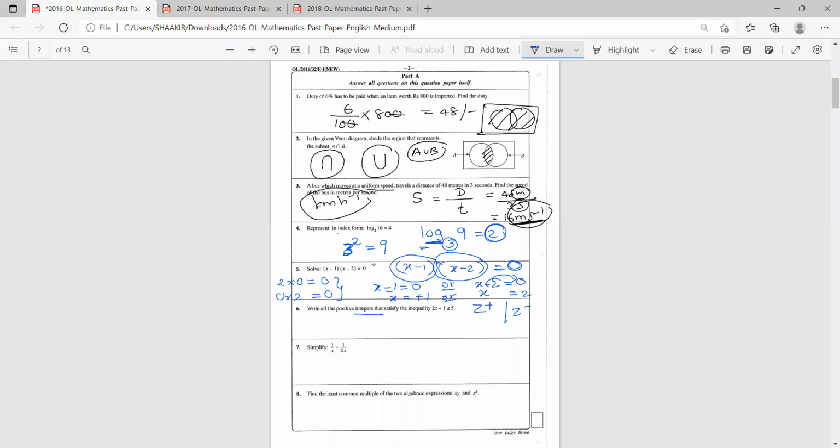Now they have given, write all the positive integers that satisfy the inequality. What do you mean by inequality? Inequality means, children, you are going to have these two symbols. Equation means you will be having an equal sign. For that only we say equation. Inequality means you will be having these two symbols. You can say it's like a crocodile mouth.